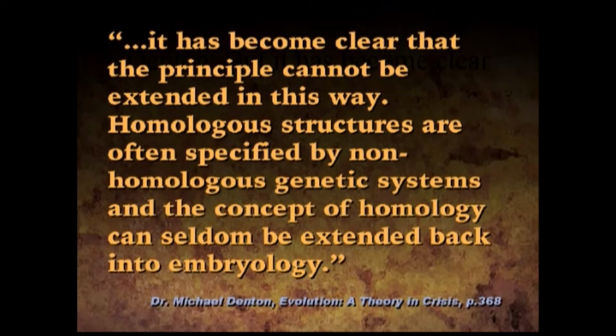He says it's become clear that this principle cannot be extended in the same way. Homologous structures are often specified by non-homologous genetic systems, and the concept of homology can seldom be extended back into embryology. So although they look similar on the outside, we see not a common set of genes or a common set of embryonic development to produce these same structures, which totally breaks down this whole argument of a common ancestor. See, similarities in the present do not prove past origin.